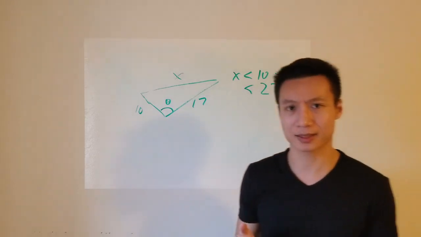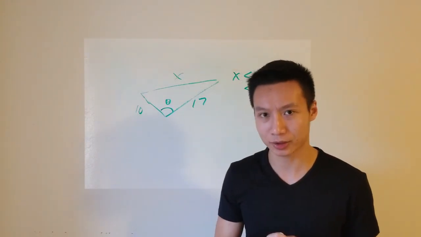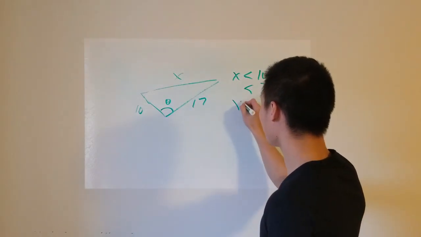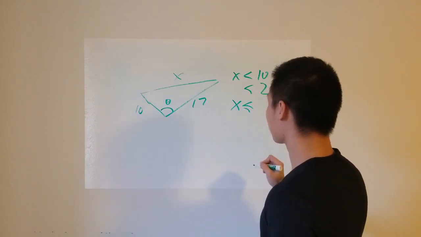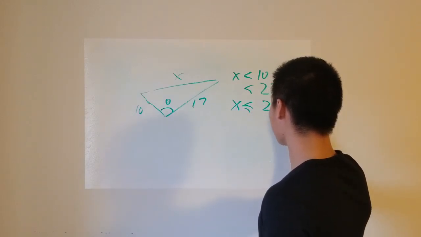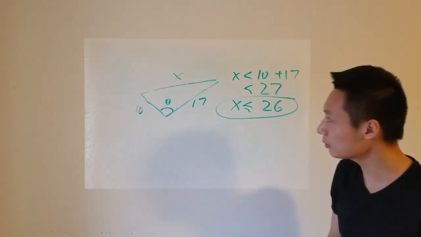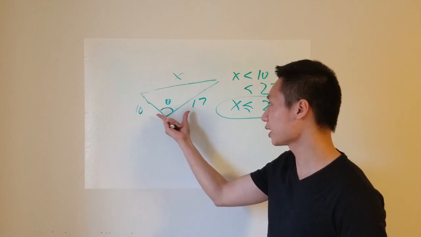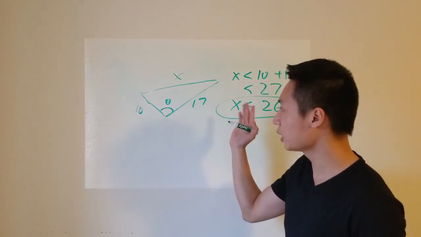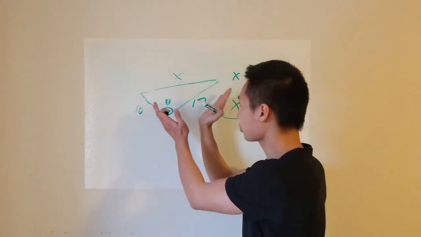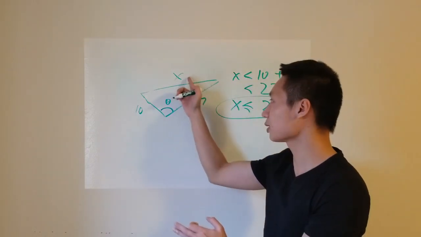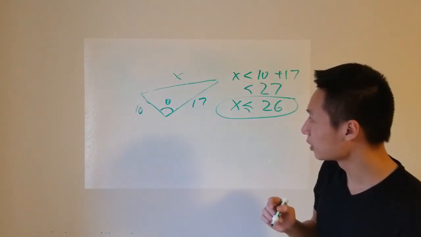And because x can only take on integer values, we have the upper bound for x to be less than or equal to 26. This is the upper bound of x. Okay, so this is when theta is really big. So what about as theta shrinks? How small can x be?